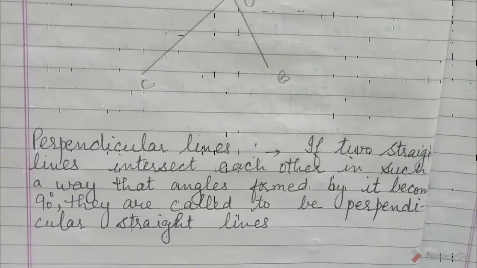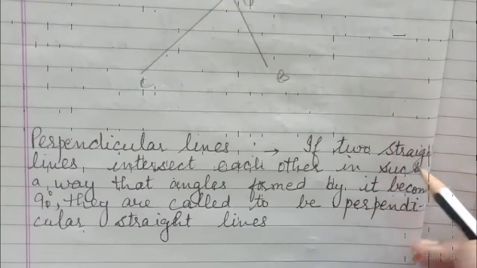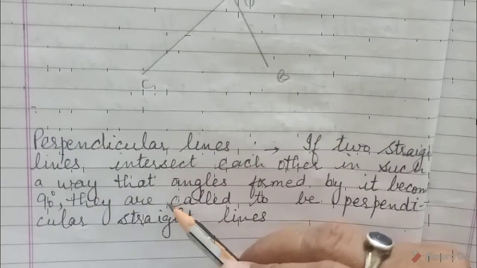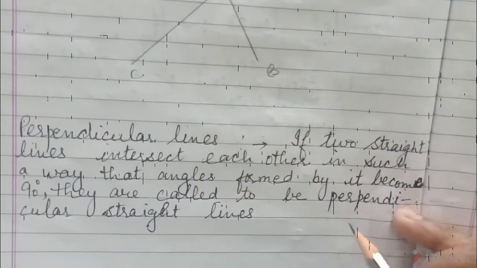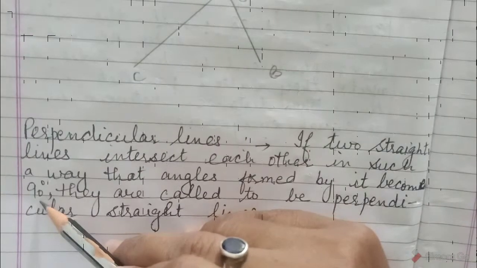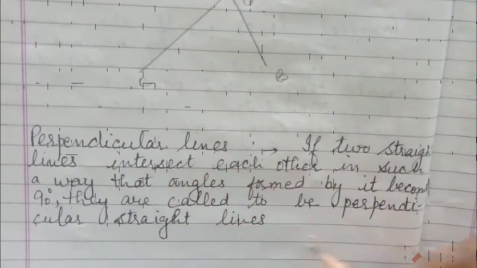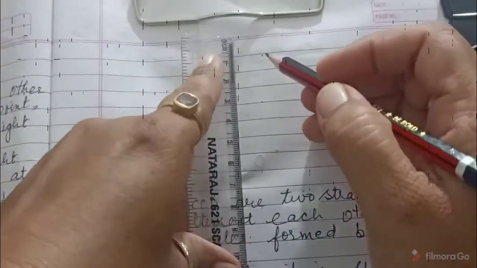Next point is perpendicular lines. What are perpendicular lines? If two straight lines intersect each other in such a way that the angles formed by them become 90 degrees, they are called perpendicular straight lines. How to draw perpendicular lines?